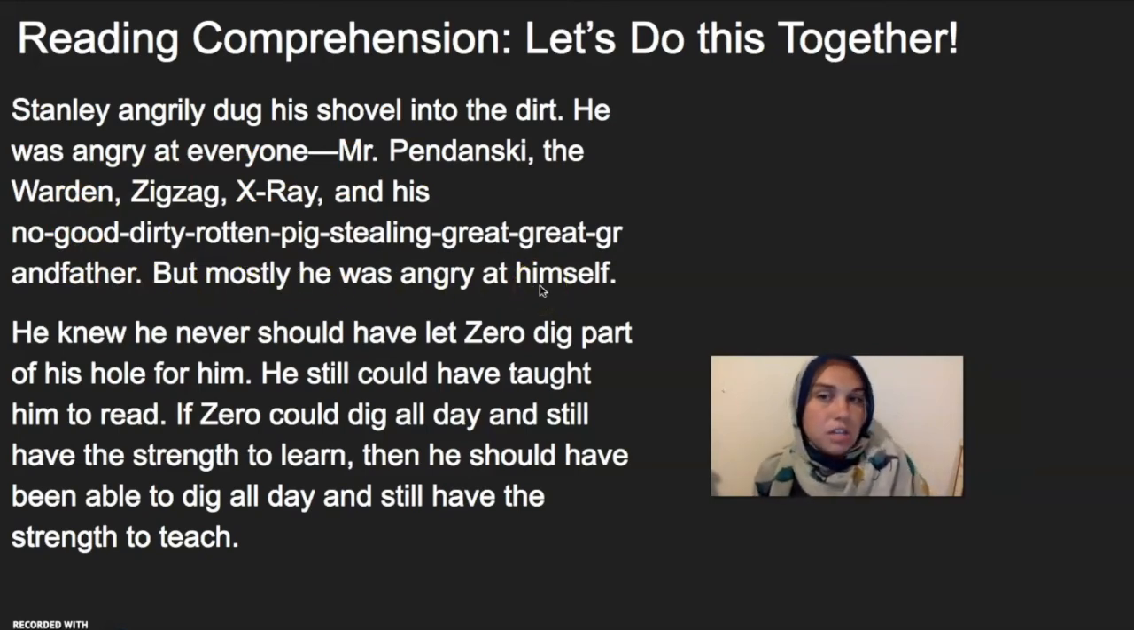So we still understand that Stanley is angry. Why is he so angry, though? What is the point of his anger? He knew he never should have let Zero dig part of his hole for him. So, big confession. We find out that Stanley is angry at himself, and he's realizing it's because he never should have let Zero dig part of his hole for him, okay? So we learn from this part of the paragraph, from this top part and from this bottom part, that Stanley is angry at himself because Zero was digging part of his hole for him or helping him, okay? Our evidence to support that is right here in our text.